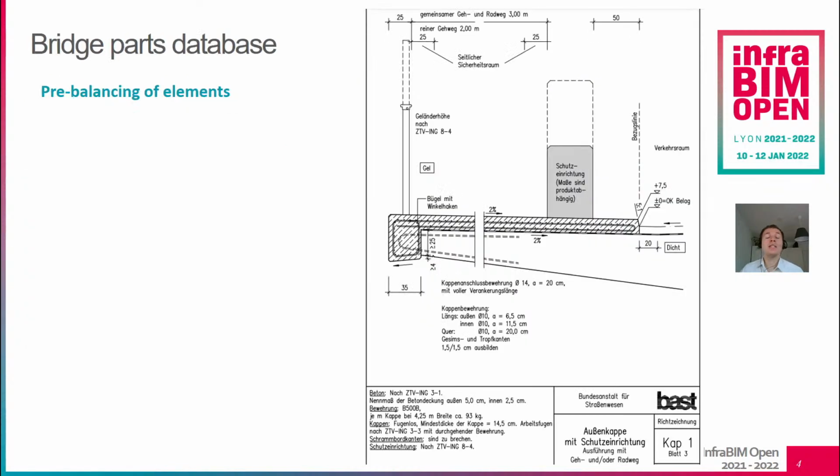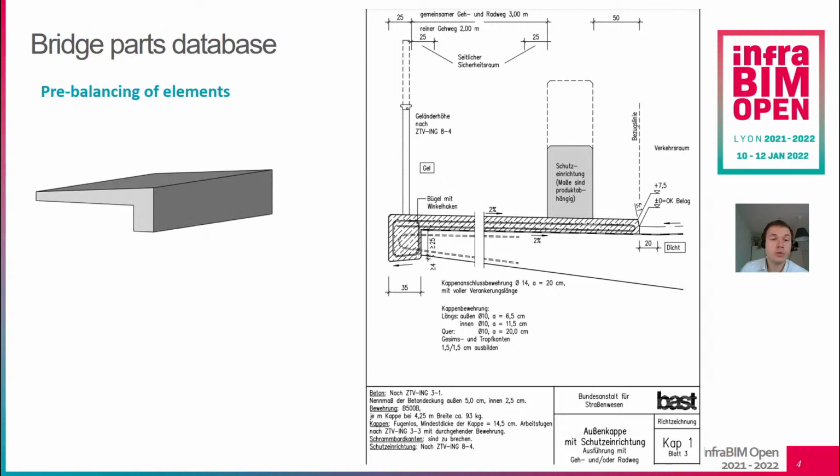To start off, we have to pre-balance some elements. And for bridge engineering, many components are already strongly predefined by national standards or guidelines. In Germany, for example, there are the guideline specifications from the Federal Highway Research Institute, die Bundesanstalt für Straßenwesen. Those predefinitions allow us to pre-balance components.